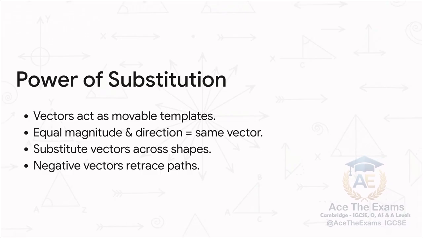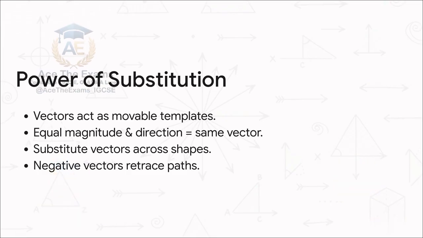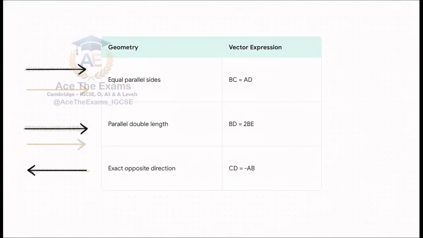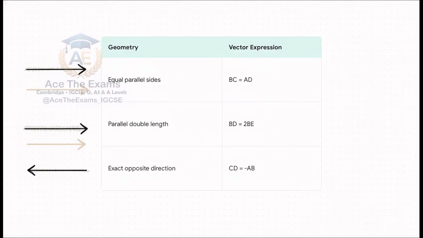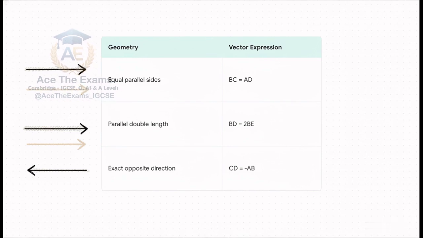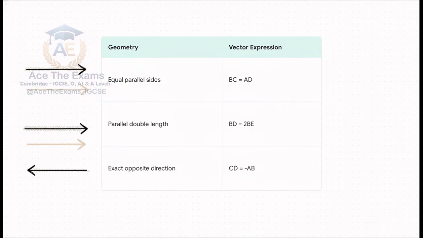And remember our rule about negative scalars earlier? If we need to travel down a side of a shape but we only have the vector pointing up, no problem. We just slap a negative sign on it and we can retrace our path backward perfectly. Take a look at this table. You can see just how easily we translate physical shapes into simple algebra. If a shape has equal parallel sides, like side BC and side AD, we just write BC equals AD. They are the exact same vector.